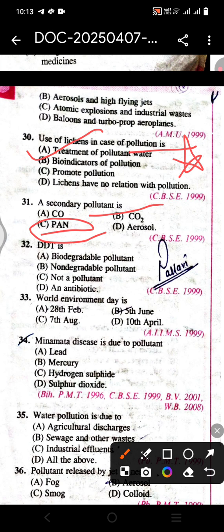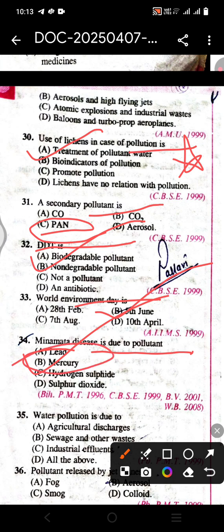CO2 is not a pollutant. DDT is a non-biodegradable pollutant. Option B is correct. World Environment Day is celebrated on 5th of June. Minamata disease is due to the pollution of mercury. Option B is correct.